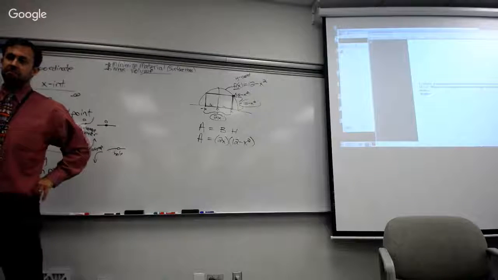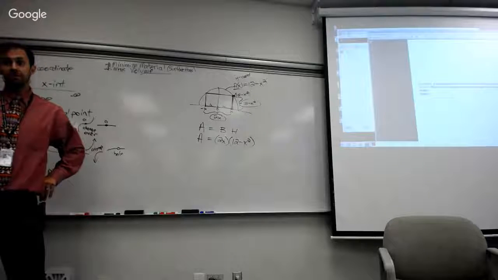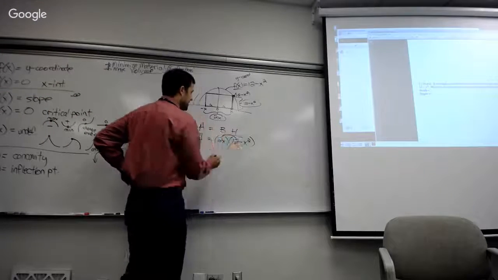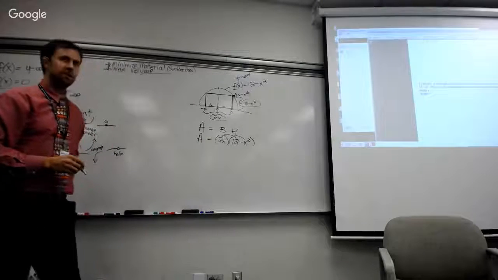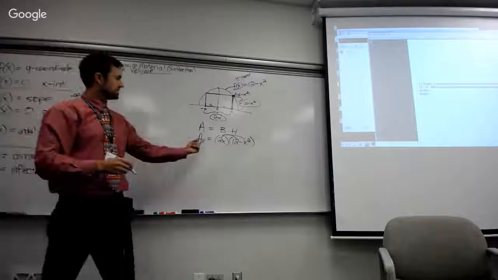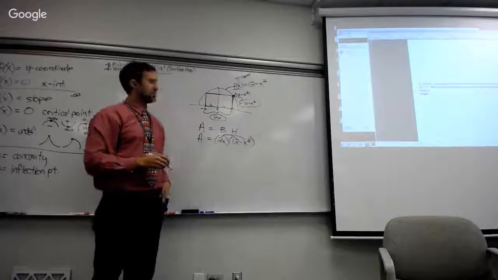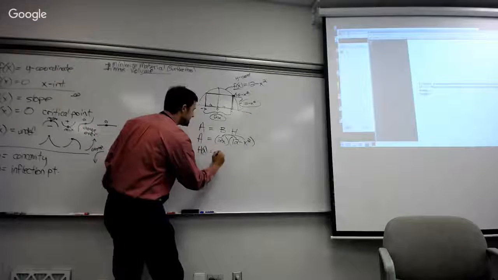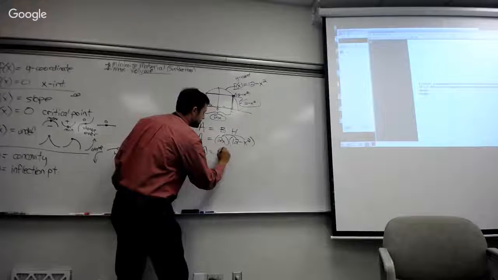What should we do to that, since we're about to take the derivative? Yeah, we should FOIL it, or in this case, just distribute it. It's not really FOIL, it's just distributing. So we distribute, and we get that the area formula in terms of x is what?